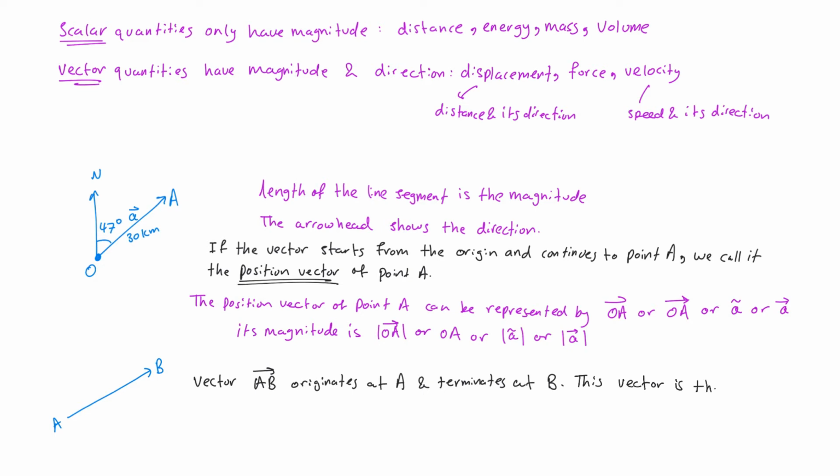Now, if our vector doesn't start from the origin, in this case, we have a vector that starts at point A and finishes at point B, we say that it is vector AB. We have to make sure that we include the arrowhead on top, because if we don't, that means it's the magnitude. We say that this vector originates at A and terminates at B. This vector is the position vector of B relative to A. So it shows the position vector of B starting from another point A.